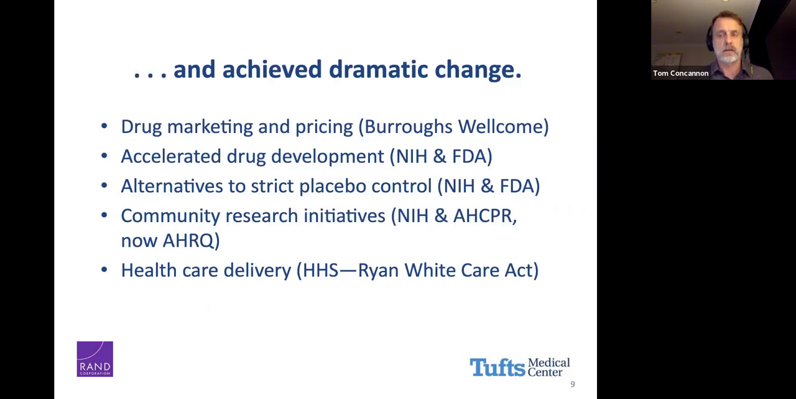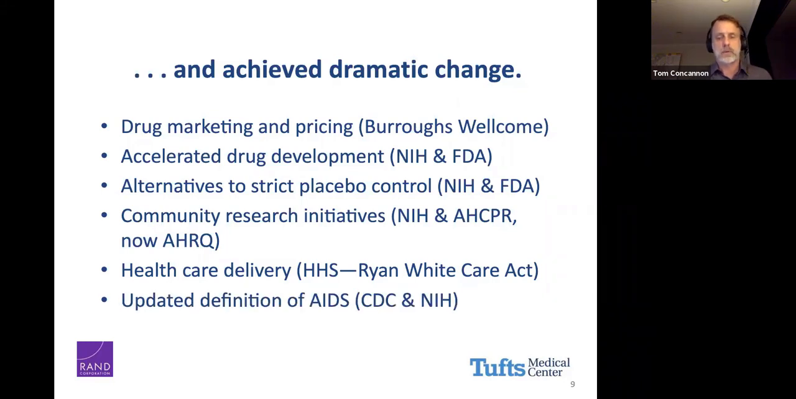They worked with the Department of Health and Human Services on the development of the Ryan White Care Act in 1990 that substantially expanded healthcare delivery services for people living with HIV and AIDS. And they worked with the CDC, the Centers for Disease Control, and NIH on an updated definition of AIDS in 1993, more than 10 years after the start of the epidemic. The definition of AIDS was changed to become more consonant with the condition in women and injection drug users.